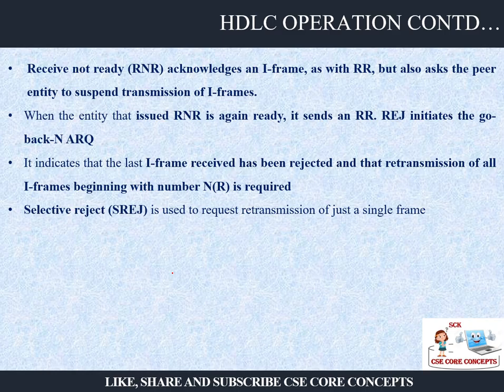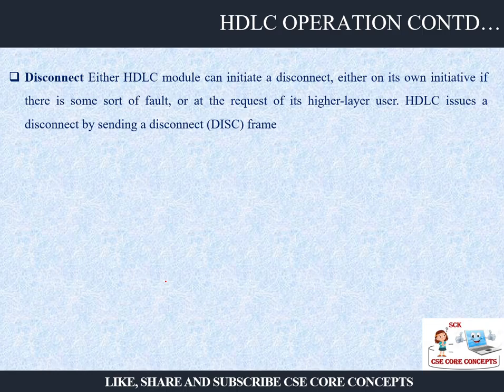Now, the reject frame. Suppose some frame has been lost in transit, so it will send a reject frame. If it is rejected, it can use Go-Back-N ARQ, where it retransmits all the frames from where it has been rejected. Or selective reject can also be used to request a retransmission of a single frame. Understood? So any type of ARQ technique can be used.